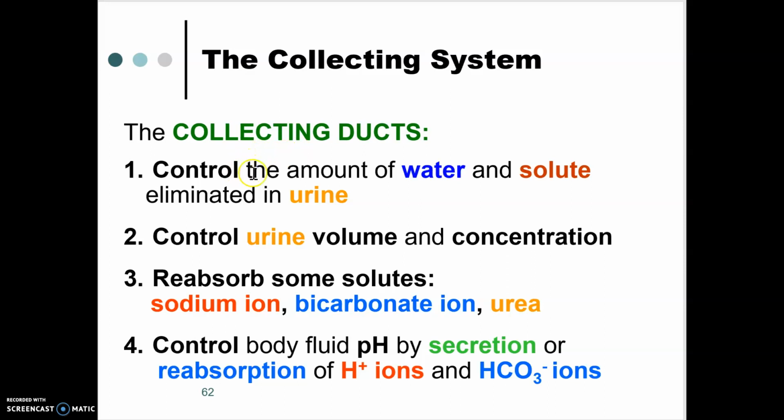So the collecting ducts control the amount of water and solute that are eliminated in the urine. By controlling the amount of water, they're also controlling urine volume and concentration. Some ions and solutes can be reabsorbed in a collecting duct. So sodium, bicarbonate, and urea can be reabsorbed if the body needs it. And by doing all this, they can control body fluid pH by either secreting or absorbing hydrogen and bicarbonate ions. So these are the main functions that occur in the collecting tubules.